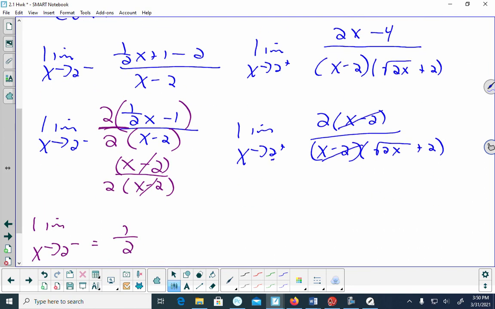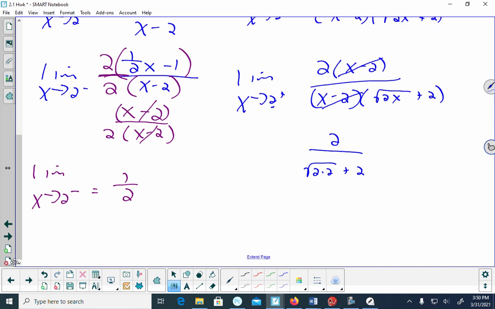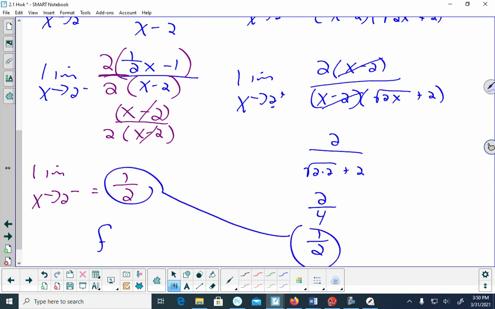Now I can substitute in this 2. So I'm going to have 2 over the square root of 2 times 2 plus 2. And so that'll end up being 2 over the square root of 4, which is 2. So 2 over 4, which is 1/2. Again, since these are the same, your derivative at 2 is 1/2. If they were different, then you would say it's not differentiable at that point. All right, I hope this helps, and we'll see you next time.